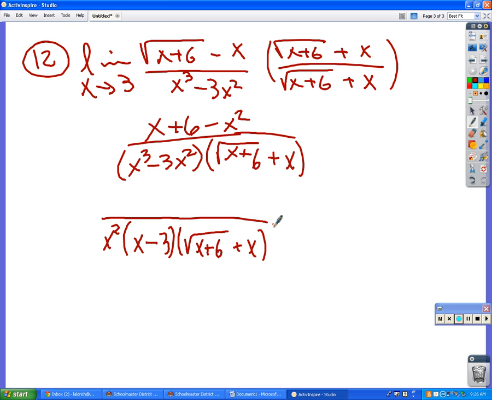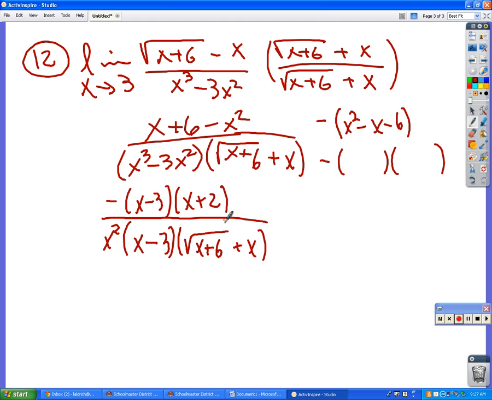And then you can actually factor the top. The way I'm going to factor the top is I'm going to rewrite it as negative, parentheses, x squared minus x minus 6. So I did the negative thing to get it in the form that we know and love, where the x squared is positive and everything works. So what does that factor into? X minus 3 and x plus 2. So it's going to be negative, x minus 3 times x plus 2.